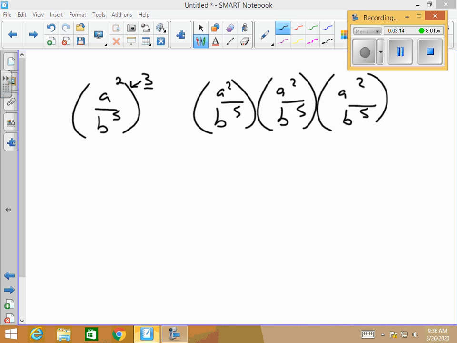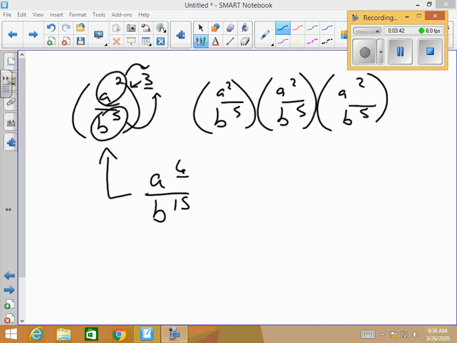And if you remember how we multiply fractions, it's tops times tops, bottoms times bottoms. In this case, we have a's and b's, so nothing really reduces. So I get a to the 6th over b to the 15th. If I would have gone back to the original and not freaked out about it, a squared cubed is 6, b to the 5th cubed is 15, and I can get to this answer so much faster.